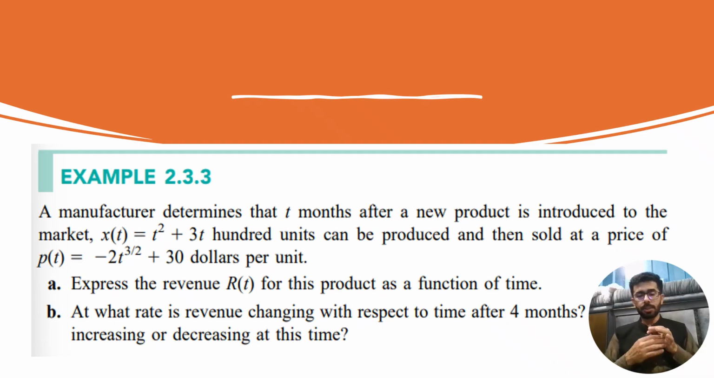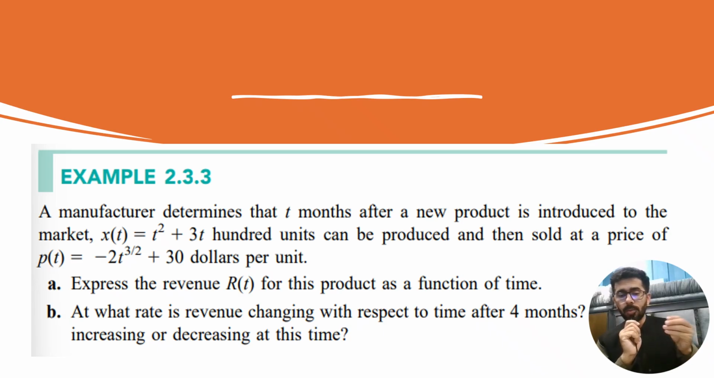Next example is related to business. It says that a manufacturer determines that t months after a new product is introduced to the market, x of t equals t square plus 3t, hundred units can be produced. In t times t square plus 3t, 100 units can be produced, and then they can be sold at a price of negative 2 times t to the power 3 by 2 plus $30 per single unit.